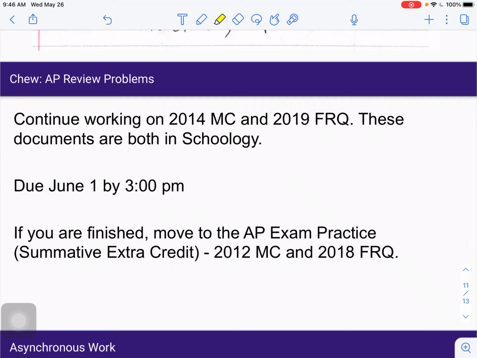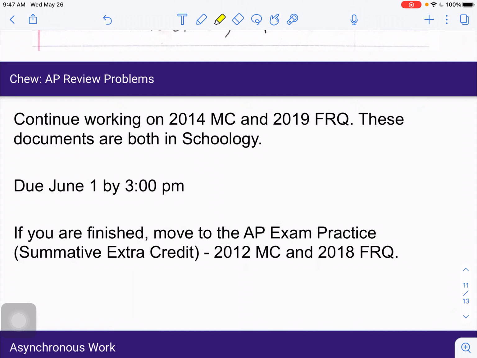And then when you're finished, please move to the AP exam practice, that summative extra credit. That is the 2012 multiple choice and the 2018 free response. That'll just give you some more preparation prior to that exam. For the multiple choice questions, you do have the answers. They're attached to the assignments in Schoology. And for the free response questions, you do have the scoring guidelines. So that gives you both the answers and how the questions were graded those years by the AP graders.